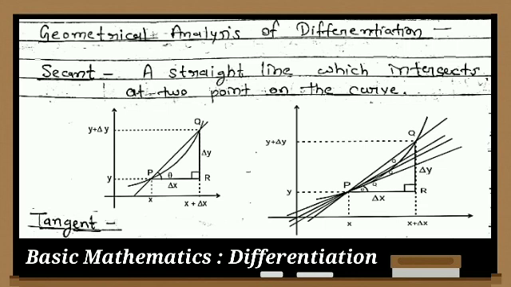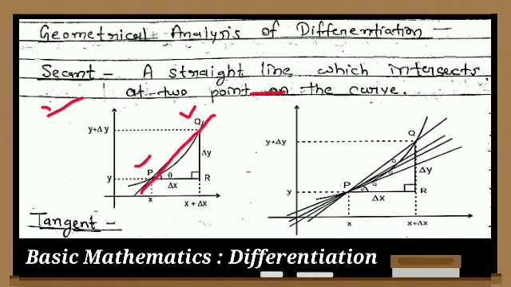We discuss this in this segment, the geometrical analysis of differentiation. According to the geometrical analysis of differentiation, we can see here there is a secant. What is a secant? A straight line which intersects at 2 points on the curve. The curve is here, this is the curve PQ, and the straight line intersects at point P and at point Q. This is called a secant.